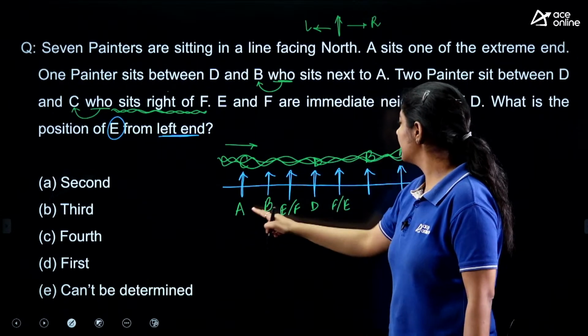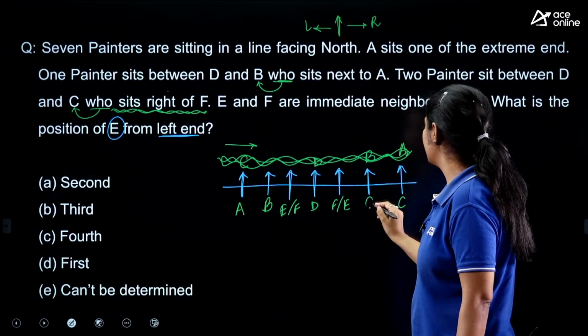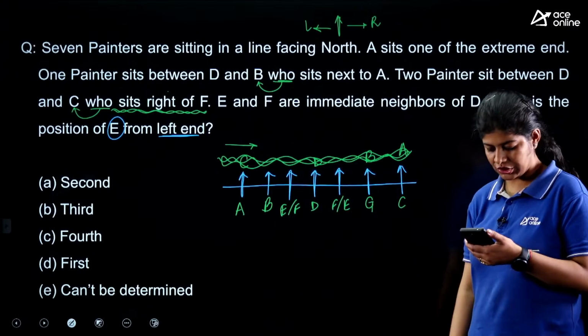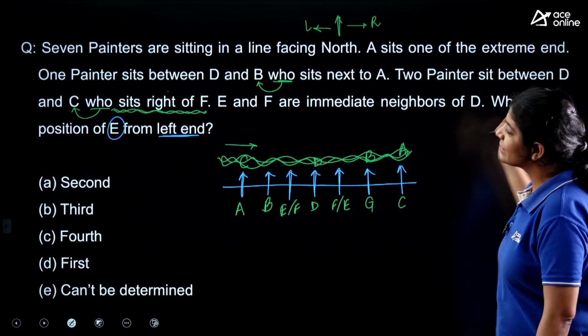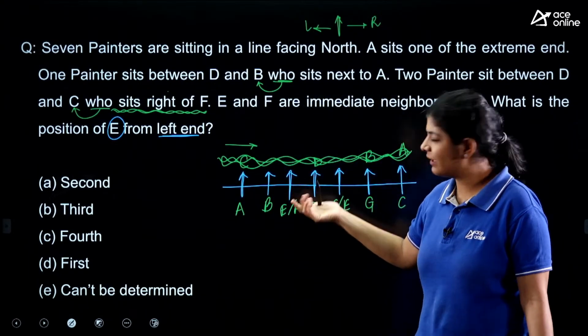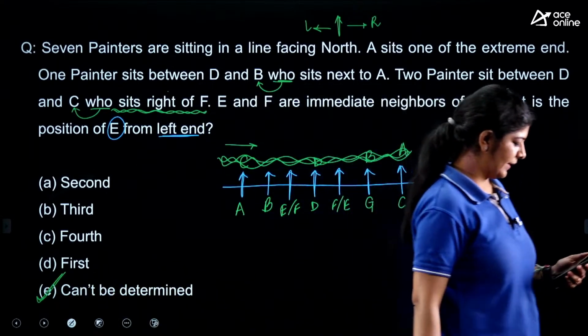And we are left with A, B, C, D, E, F, and here we can put G. So what we have to do is answer the position of E from the left end. We have 2 positions, so we can't select one. So we simply answer it: can't be determined.